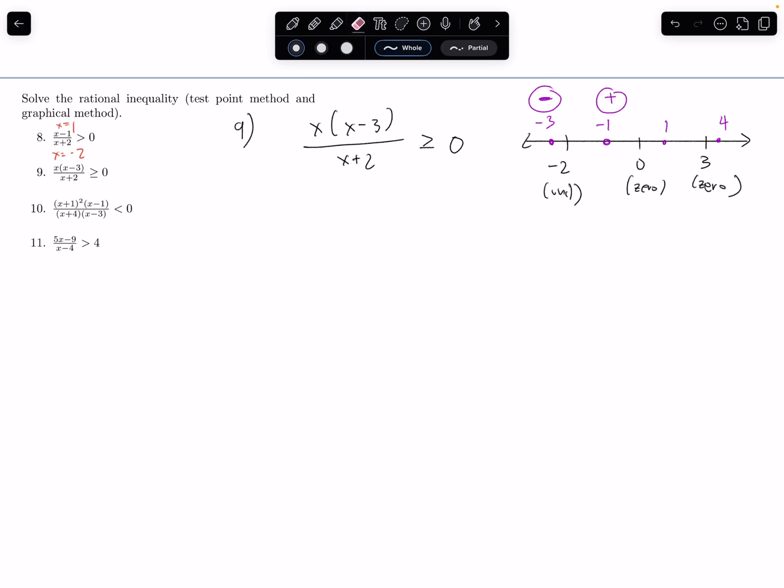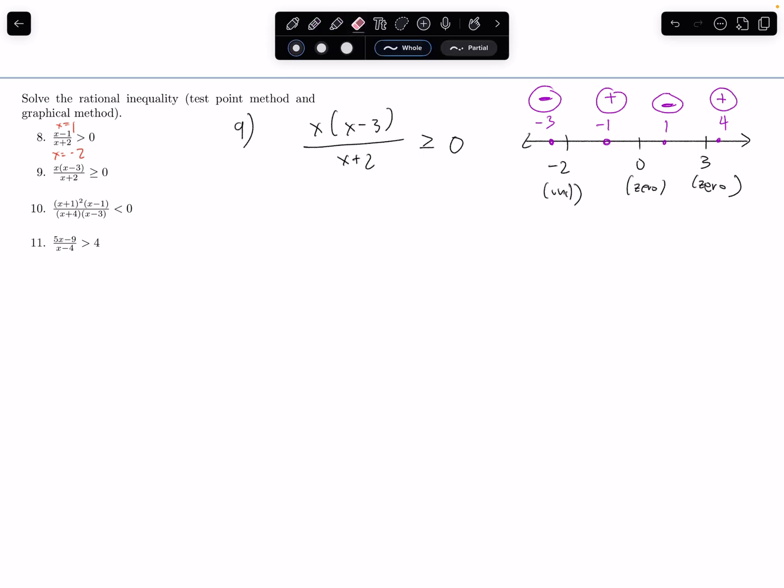Okay, what about positive 1? This will be positive. 1 minus 3, negative. 1 plus 2 is positive. So positive, negative, positive is negative overall. Okay, and then last one, positive 4. This will be positive. 4 minus 3, positive. 4 plus 2, positive. All positive. So that's positive there.